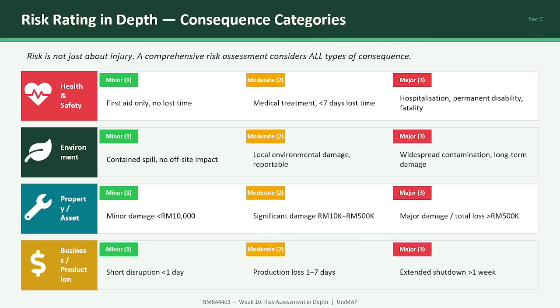In Week 8, we scored consequence in terms of severity of injury, minor, moderate, or major. That is appropriate for most HIRAR assessments. But a comprehensive risk assessment recognizes that accidents have consequences beyond bodily harm, and all of those consequences matter for the organization's risk exposure. The first consequence category is health and safety, the one we focused on in Week 9.